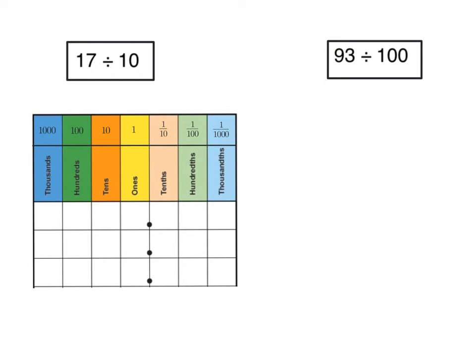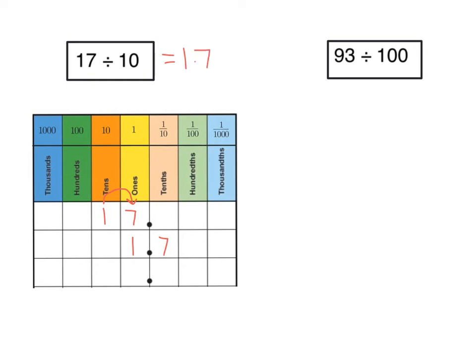So that's 17, and we're dividing by 10, so it's going to move 1 space in the place value table. So that 1 is going to move 1 space smaller. We're dividing by 10, so that 1 is going to be here, 1.7.